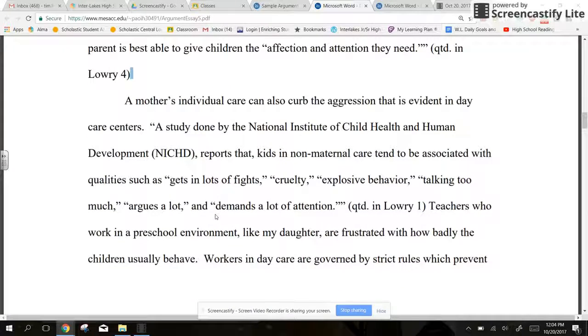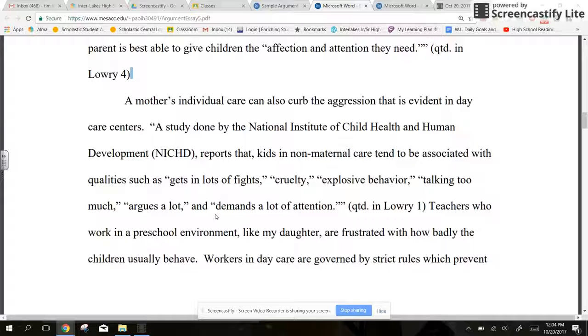A mother's individual care can also curb the aggression that is evident in daycare centers. A study done by the National Institute of Child Health and Human Development reports that kids in non-maternal care tend to be associated with qualities such as gets in lots of fights, cruelty, explosive behavior, talking too much, argues a lot, and demands a lot of attention, as quoted in Lowry again.